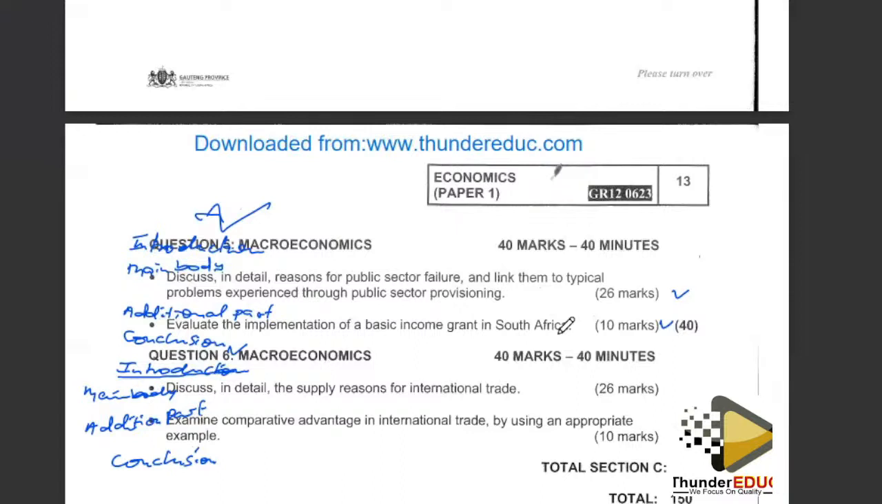Okay, right, grade 12. Now let's move on to the next question, which is question 6. Question 6 reads as follows: Discuss in detail the supply reasons for international trade. So what is international trade? Let's start with trade.